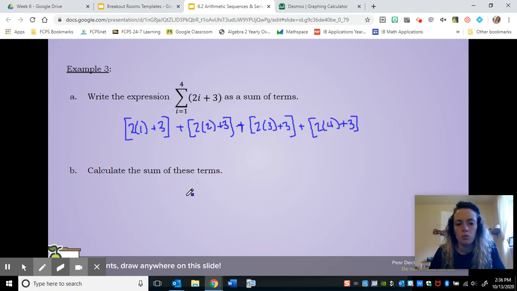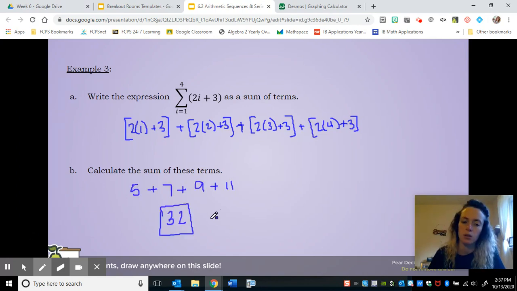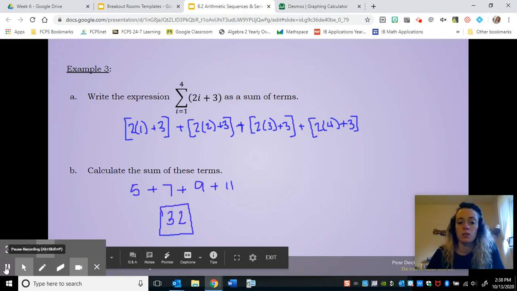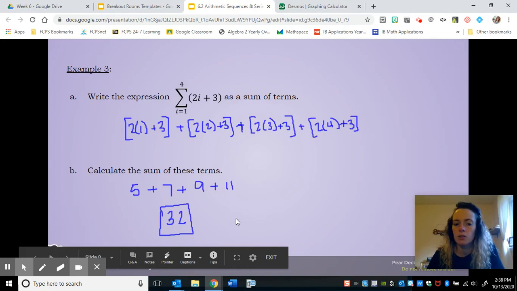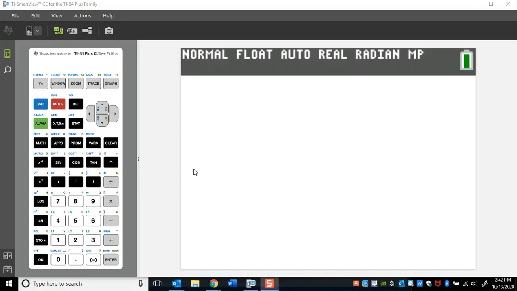Part B, now we're asked to actually calculate it. So how you calculate it is up to you. If you want to work on your mental math and do each term separately and then add them all up, great. If you want to type them all into your calculator at the same time, that's also great. And I got 32. You can also do this in your TI calculator. It won't show you each individual term, but you can just do the entire summation in your calculator.